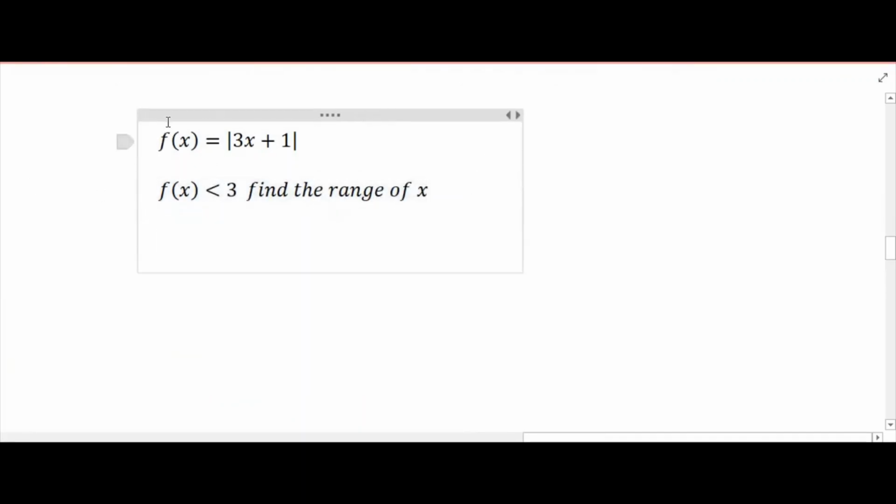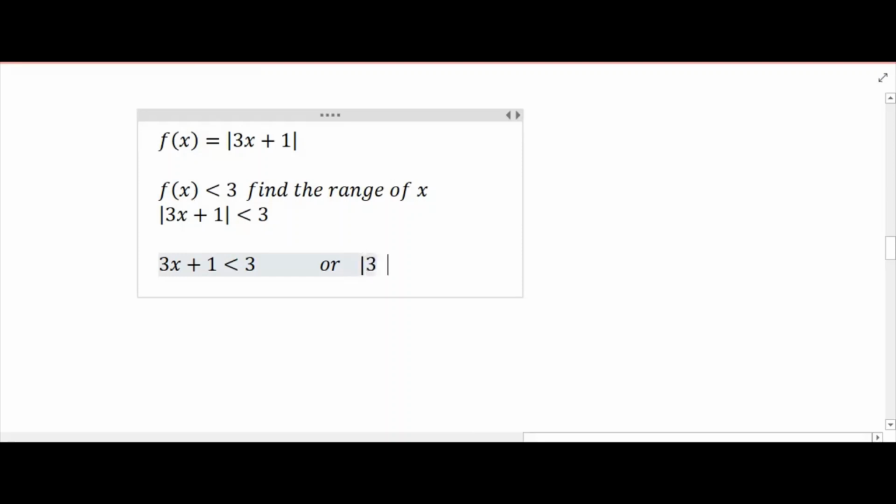So of course f(x) is modulus 3x plus 1, then less than 3, right? Then you need to open the modulus. How are you going to open it? Take note here. When you have a modulus and you want to open it, first of course you copy like normal, open like normal and the sign just follow. So 3x plus 1 less than 3. Then another one, of course I must have -3, there is 3, there must be -3.